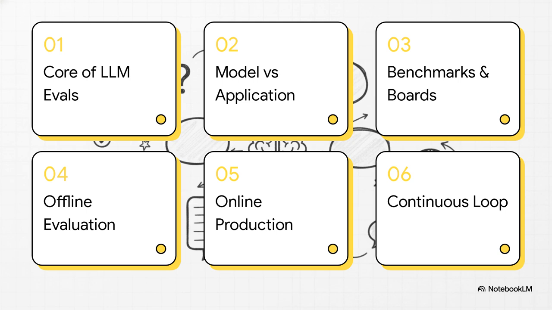So here's our roadmap for this everything blueprint. We're going to start with the core of LLM evals, then split things into model versus application testing. After that, we'll navigate benchmarks and leaderboards, dive deep into the offline evaluation workflow, look at online evals and production monitoring, and finally tie the whole shebang together with the continuous improvement loop.